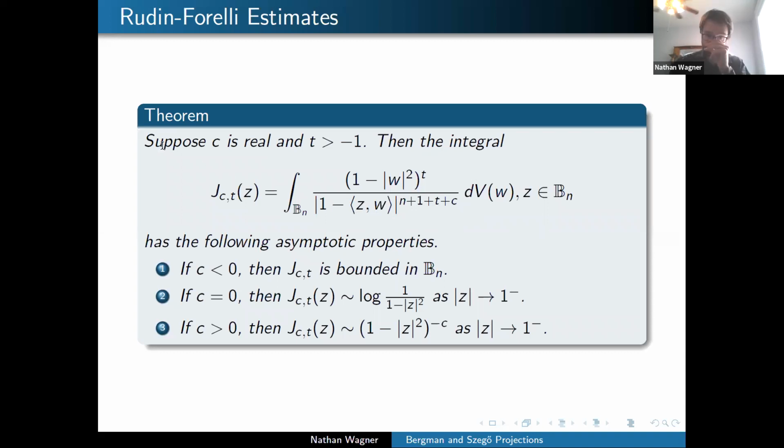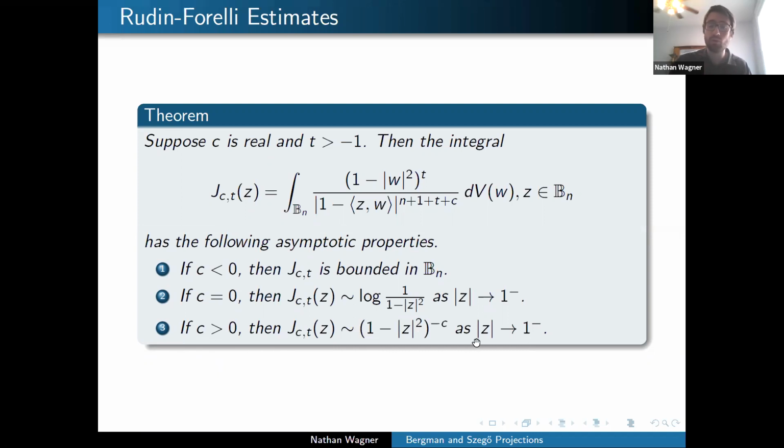And so if we suppose that c is real and t is bigger than 1, then this integral has the following asymptotic properties. If c is less than 0, then it's bounded on the ball. If c is equal to 0, it behaves like the log of 1 over 1 minus mod z squared as mod z approaches 1 from the left. And if c is greater than 0, then it behaves like 1 minus mod z squared to the negative c as mod z approaches 1 from the left.